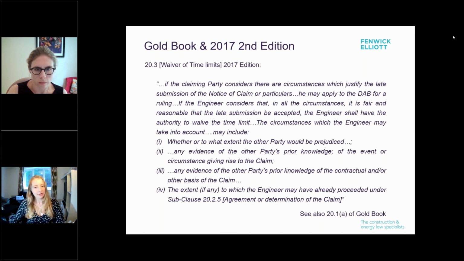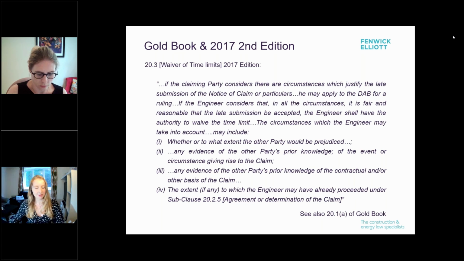Notably, to finish off, in the 2017 edition, subclause 20.3 allows the engineer to waive the time limit if the engineer considers that, in all circumstances, it is fair and reasonable that the late submission be accepted. Though it looks like a way to argue around the application of the condition precedent of 20.1 in the event of a failure to notify, it's important to keep in mind that the circumstances that the engineer can consider are limited to those contained within the subclause.